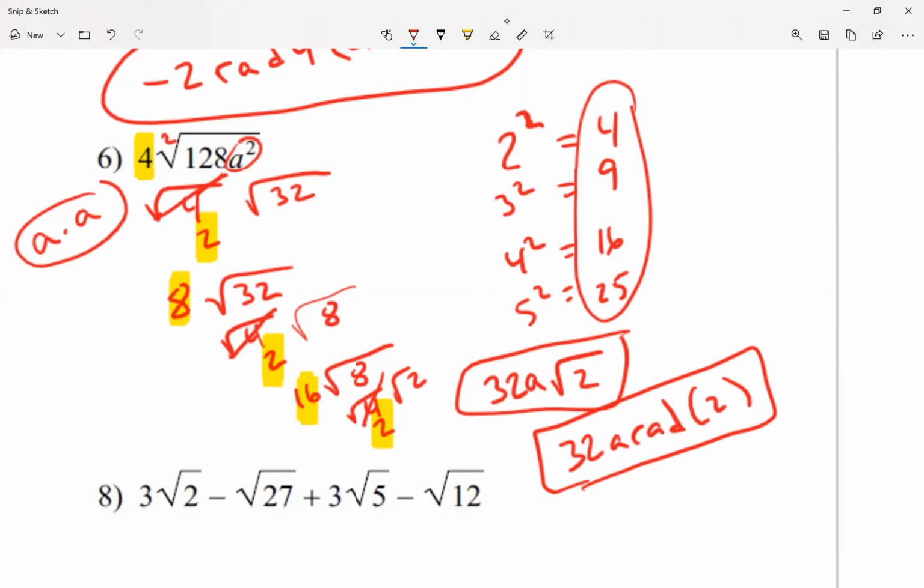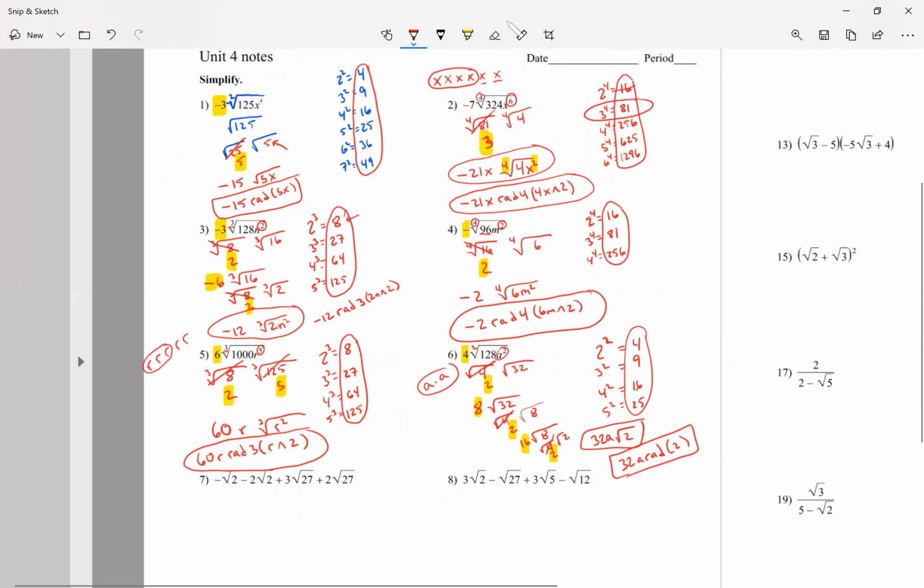Okay, let me zoom out. That's what we did.